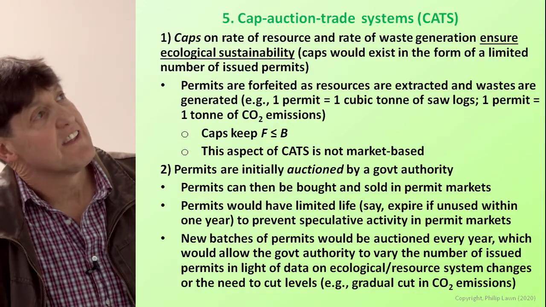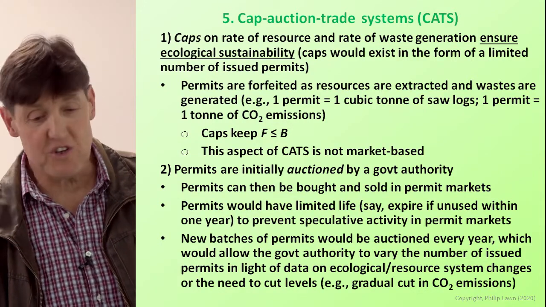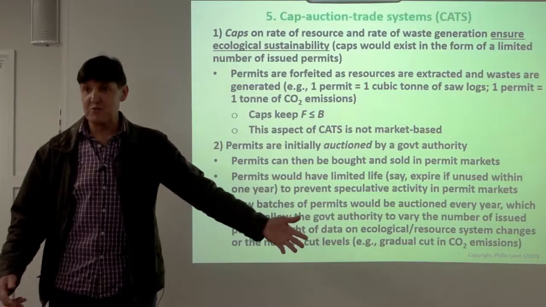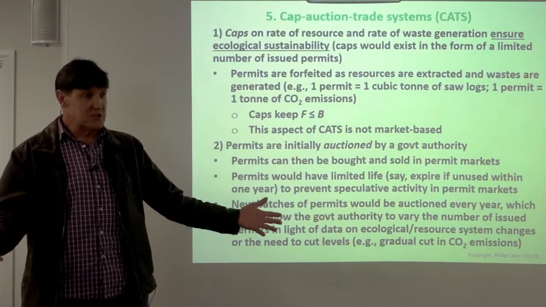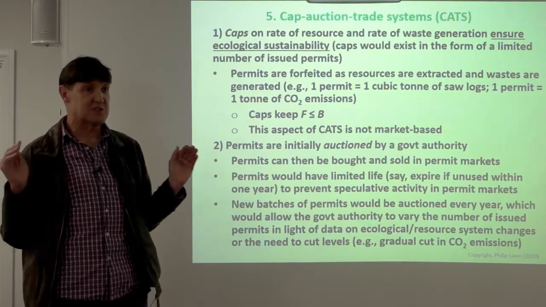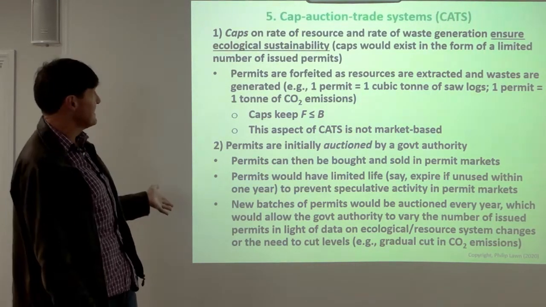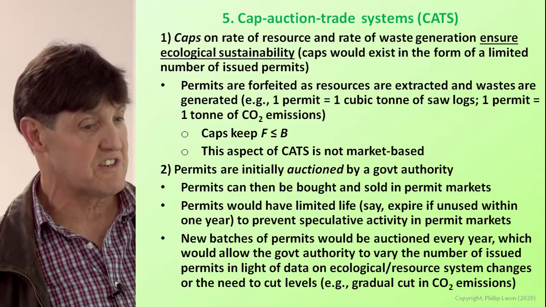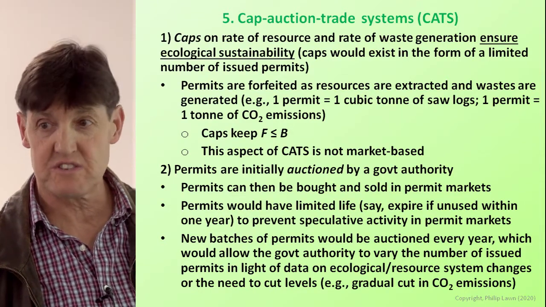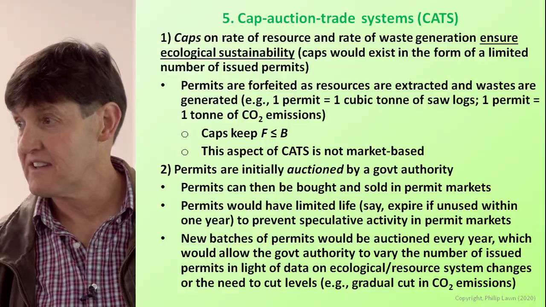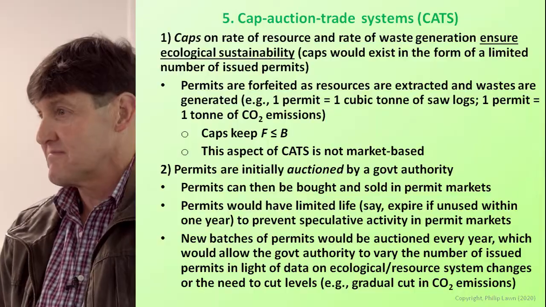Now, what could you do? Well, you could just have restrictions on the rate of resource use and waste generation to achieve ecological sustainability, so you satisfy those 4 sustainability precepts. But that still raises the question, who gets to use the resources, who gets to generate the waste? And you don't just want to give them to anyone. I've never bought a saw log in my life, but I've bought wooden products.